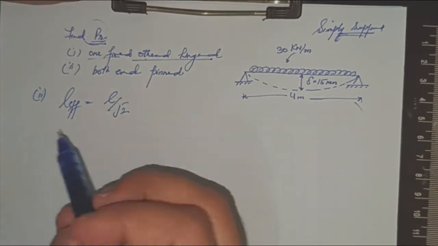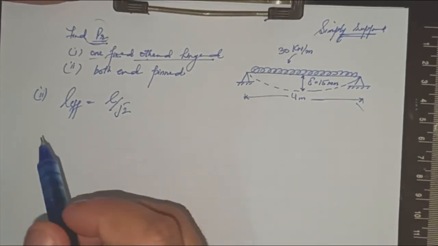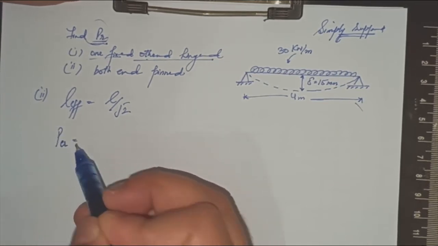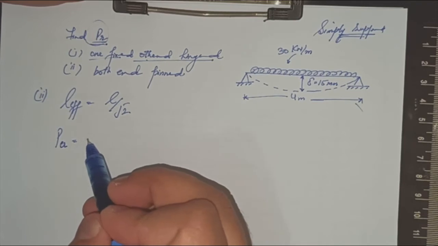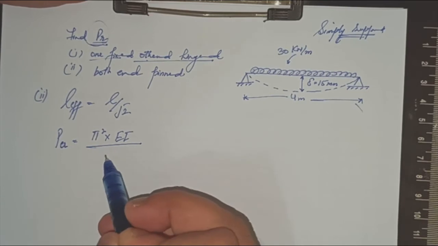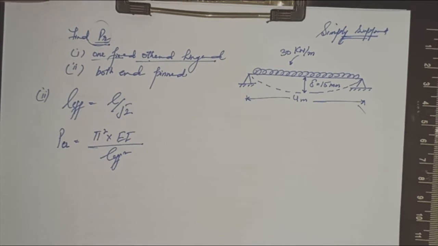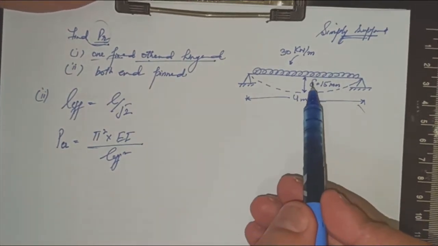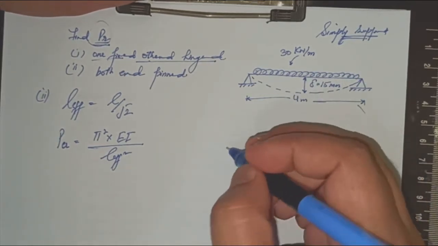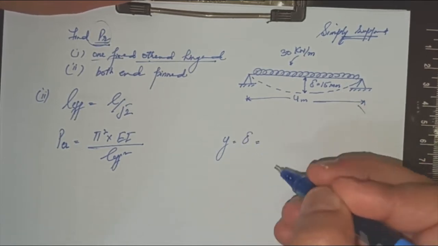There is no E given to me, no moment of inertia, none of these are given. So let me check the expression for the critical load. The critical load is pi square times EI upon L effective square. This is my expression for the critical load. And now the expression for the deflection of a beam with a UDL. We put the deflection as Y, or as delta.